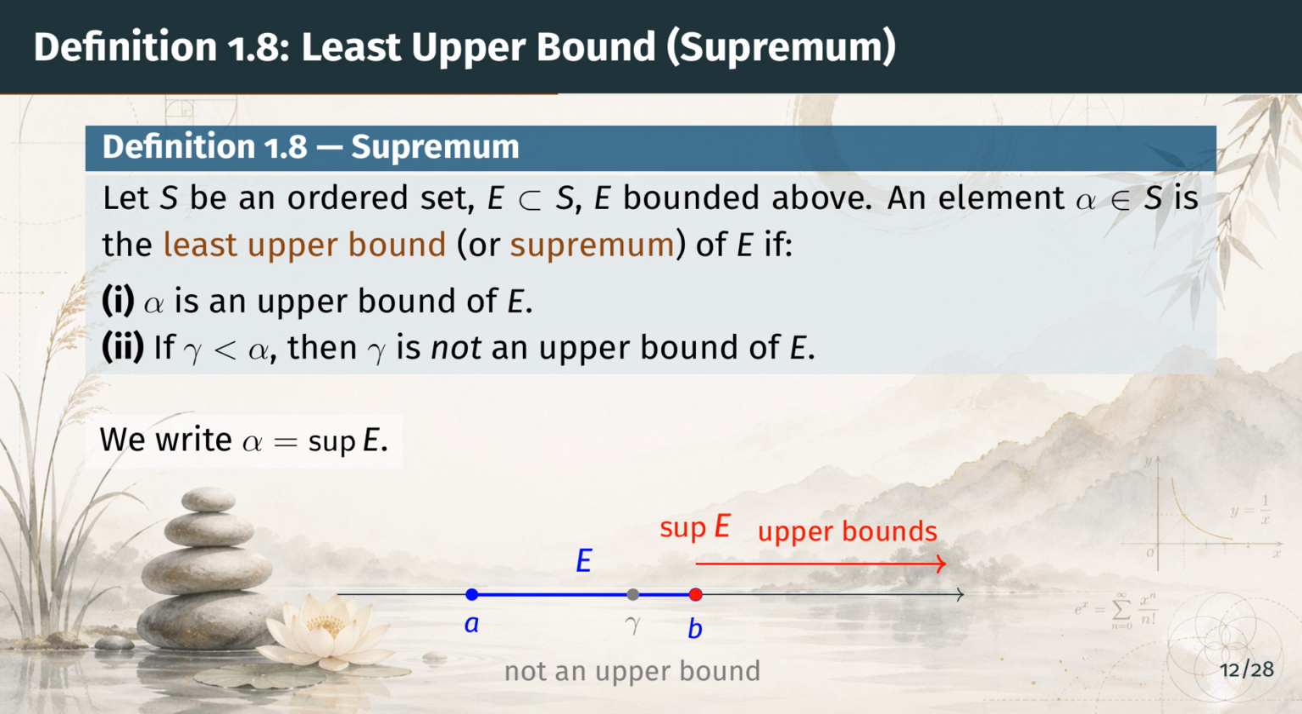Looking at the diagram, the supremum sits right at the boundary between E and the upper bounds. Any gamma to the left of it fails to be an upper bound because some element of E exceeds it. Notice from condition 2 that there is at most one supremum, since if two elements both satisfied these conditions, neither could be strictly less than the other.